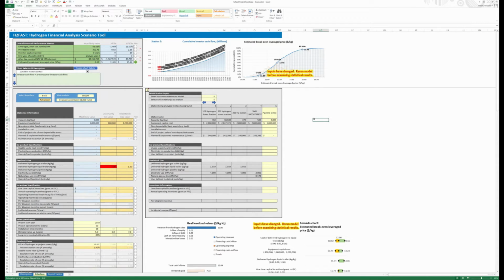Okay, Mike, so here's another question regarding the cost of hydrogen. Can you use the model to run an electrolyzer case, i.e. the cost of hydrogen versus electrolysis?